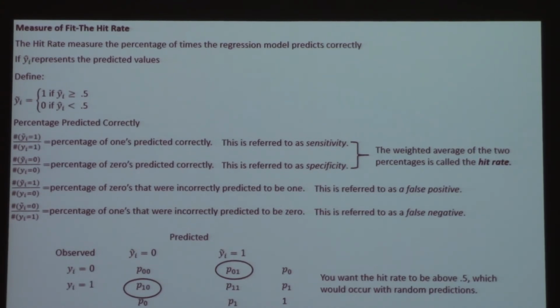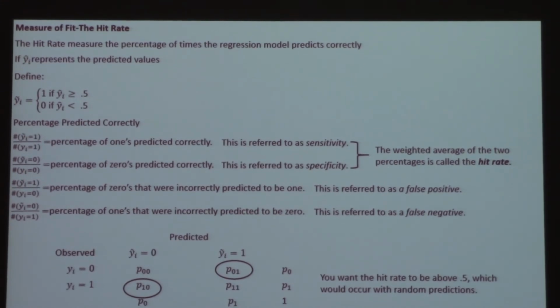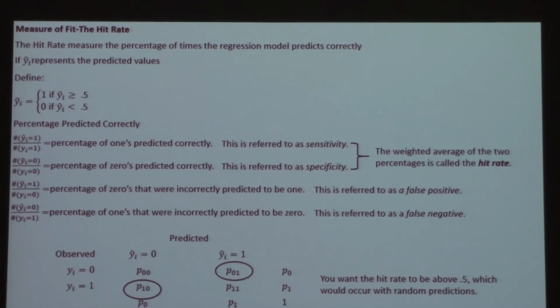Normally you want your hit rate above 0.5. Remember, 0.5 would be flipping a coin. Is this person going to buy? Sure. He's got a 50% chance of buying. So normally you want your hit rate above 0.5. The higher above 0.5, the better. So, useful table.